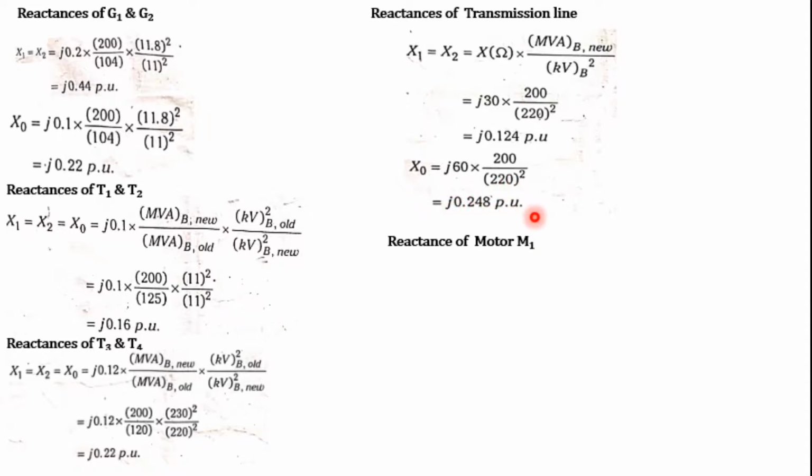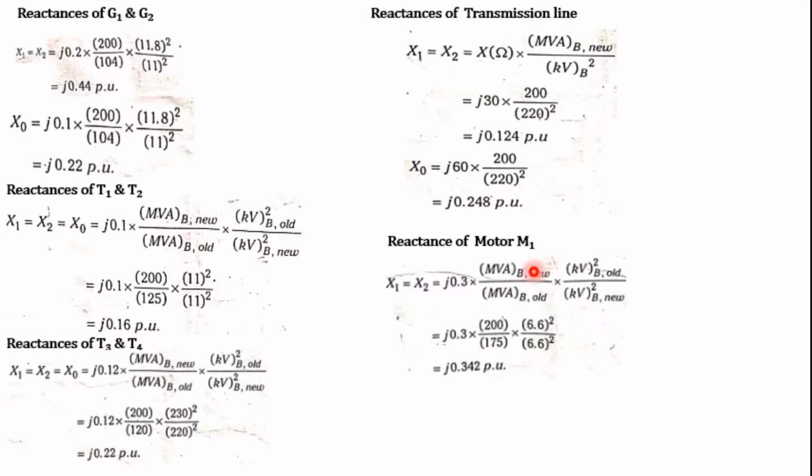Similarly, for the reactance of motor M1, x1 equals x2 equals 0.3, the MVA base is 200, and the old value is 175. The old and new voltages are the same, 6.6 squared, so we get 0.342. Similarly for x0, it is j0.15, 200 by 175, the voltage is the same, 6.6 squared, and we get 0.171.